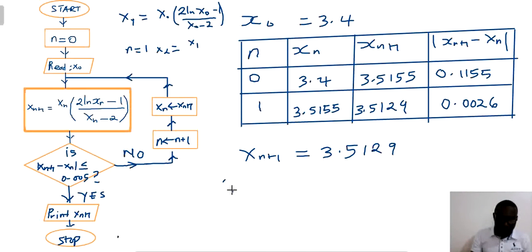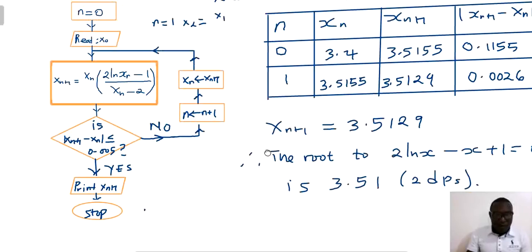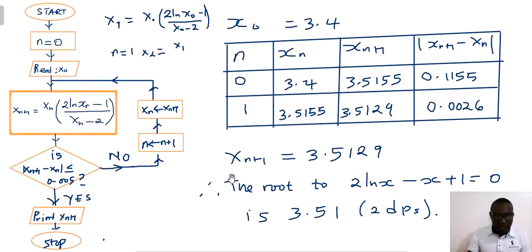So therefore, conclude and set the root to 2 ln x, that is the equation given to us, minus x plus 1 equal to 0 is, we write this to 2 decimal places, 3.51 to 2 decimal places.